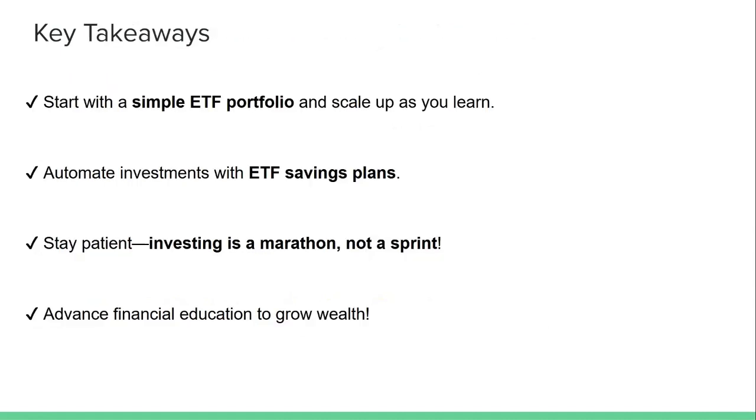So key takeaways: start with a simple ETF portfolio, then scale up as you learn. This is a really good one to start. You can invest 100 euros, 200 euros every single month or something, depending on your financial situation, and then automate your investments with an ETF savings plan. Have an automated plan that takes your money from your bank account to invest into an ETF every single month. And you can do that super easily with Trade Republic that we've recommended with the broker. There's a way to set up a plan where you can invest every single month, taking your money from your bank account.